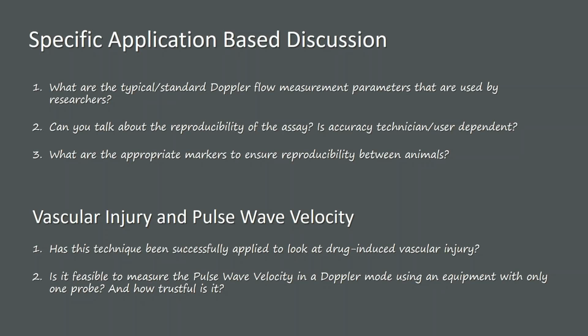Moving on to vascular injury and pulse wave velocity, the questions asked were with regards to drug-induced vascular injury and the feasibility of measuring pulse wave velocity with only a single probe, which would require sequential measurements rather than simultaneous measurements, which we had discussed before.